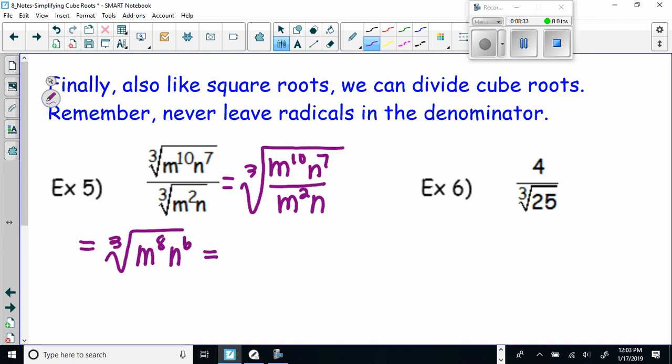And now I start looking for my 3 of a kinds. If I have 8 m's, how many 3 of a kinds will I have? I get to pull out 2 of them. And what's left underneath that cube root? 2. And then what about the n's? How many can I pull out? Is there anything left underneath? So then I'm done.